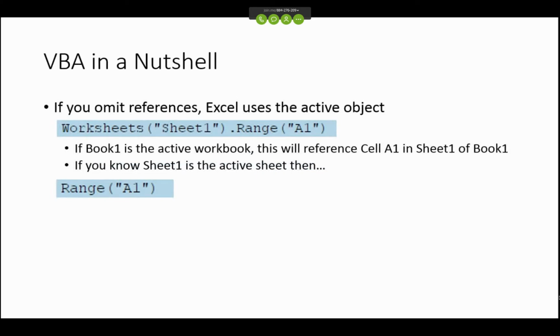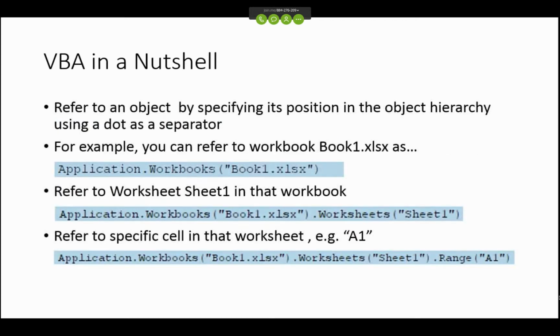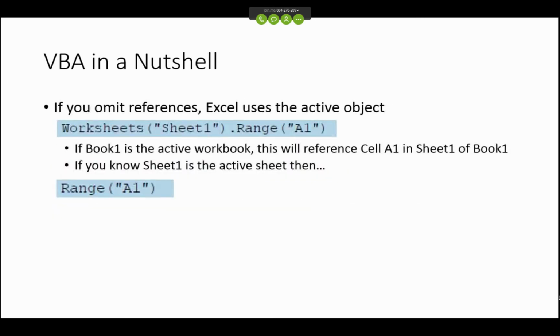Okay, so this is what I was showing you before. You don't have to write all of this out, application.workbook.worksheet. If you're already working in a workbook and you start here, worksheet sheet 1.range A1, Excel will use the active workbook you're in. So it'll just look for sheet 1 in that workbook. So it's confusing if you have multiple workbooks open, then you need to be careful.